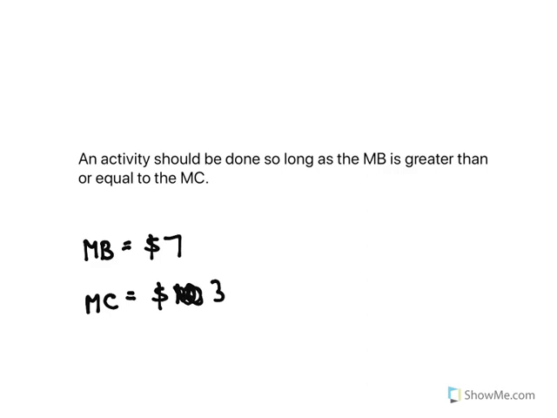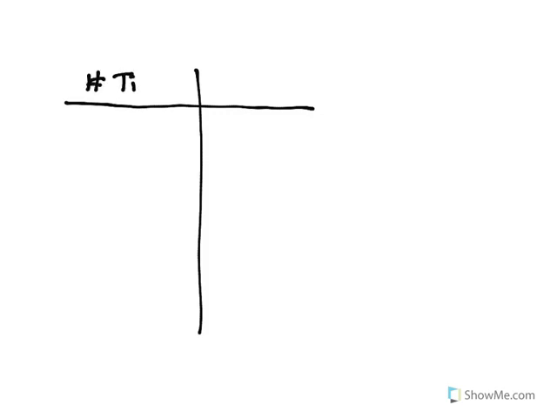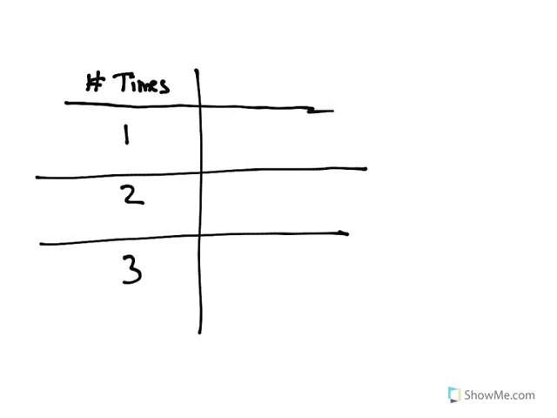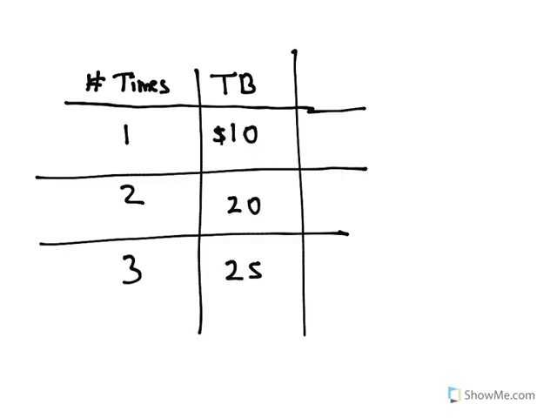So the last thing I want to do here is just go through an example of how to calculate it. So what you might be given is a table like this, and you're given the number of times an activity might be done. So something like 1, 2, or 3 times. Okay, and we'll do this here. And then you're going to be given the total benefit. Okay, so maybe it's $10, and then it's $20, and then it's $25. Okay, that's the total benefit of doing those activities that many times, right?